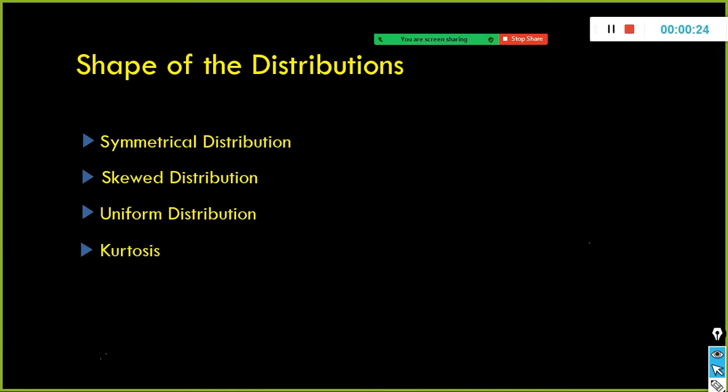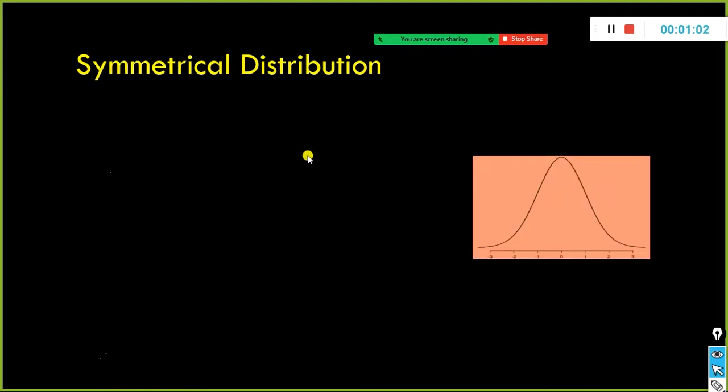Okay. We already discussed the normal distribution, right? The normal distribution is also called a symmetrical distribution. So now the question is, when it comes to skewed distribution, why do we need to find out the skewness? The skewness is helpful to measure the level of asymmetry in your distribution. It is the measure of asymmetry. Uniform distribution, kurtosis, we'll take a look at it.